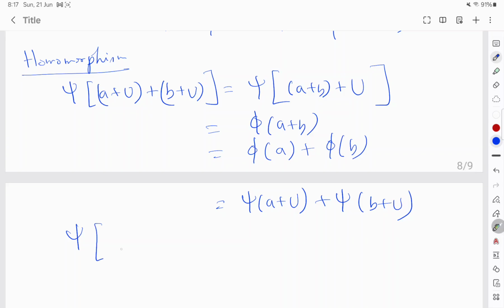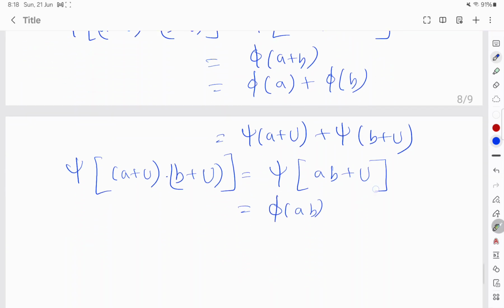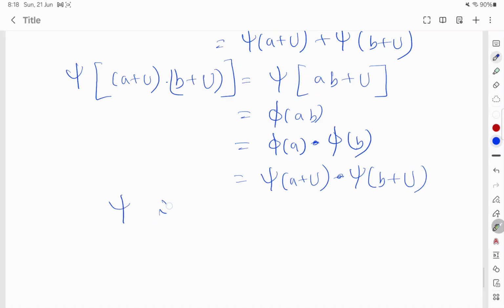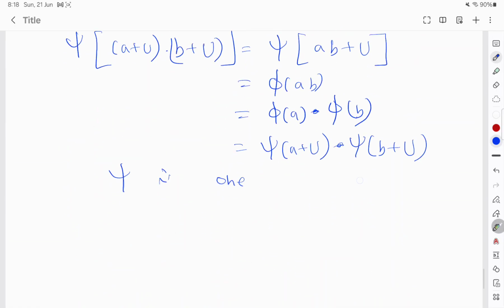Now you have to show the multiplication one. Using the property of the quotient ring, you have ab plus u. Now this is phi of ab. Using that phi is a homomorphism, you are able to break this, so this is equal to psi of a plus u times psi of b plus u. So psi is a homomorphism.